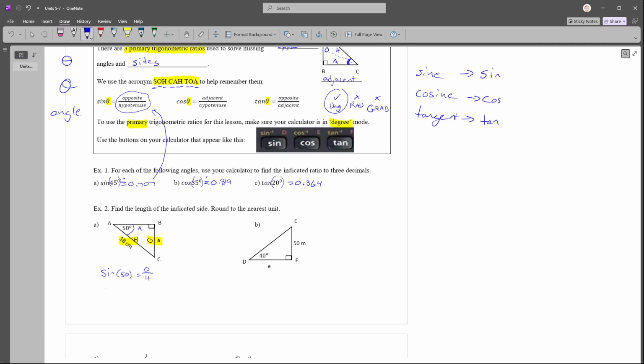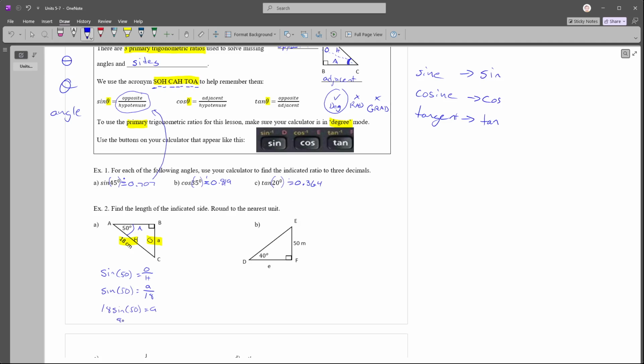All right, so let's fill that in. Sine of 50 is equal to our opposite, that's our A value, that's what we're looking for, over our hypotenuse, which is 18. And hey, look at that. It's an equation. We got to isolate and solve for A. So I'm going to multiply both sides by 18. So that means I have 18 times sine of 50 is equal to A.